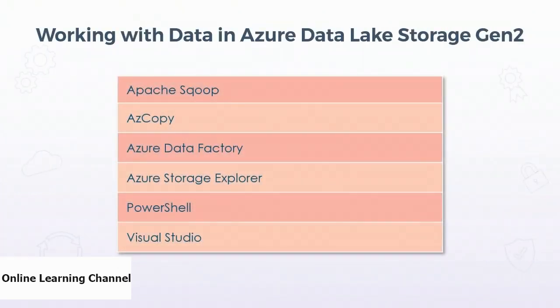Now, once you have your data in Data Lake, there's lots of tools that you can use to interact with that data. For example, Apache Sqoop can be used to transfer data between Data Lake and other Hadoop-compatible databases. And another way is using Microsoft's AzCopy tool. AzCopy allows you to copy data from different systems. So if you want to move data from one system to another, you can use AzCopy to do that.